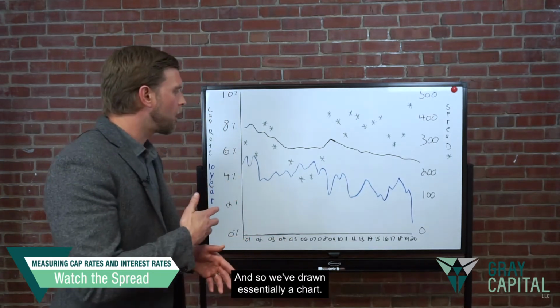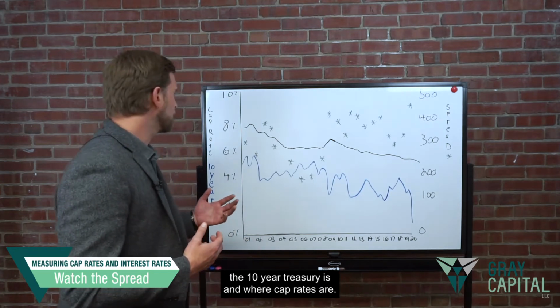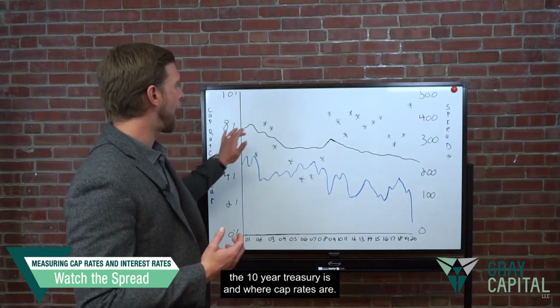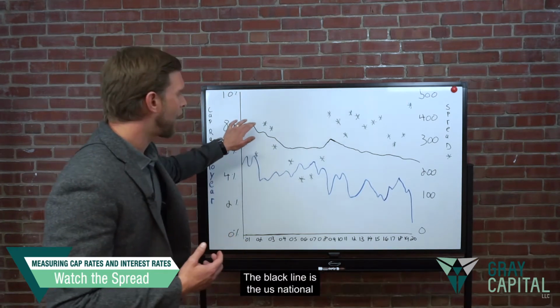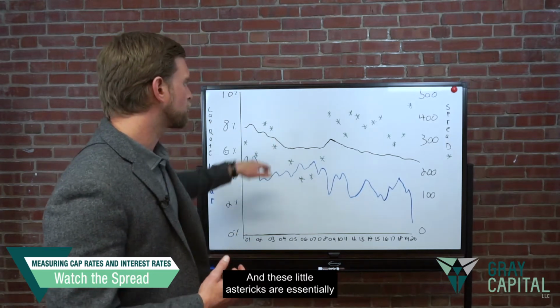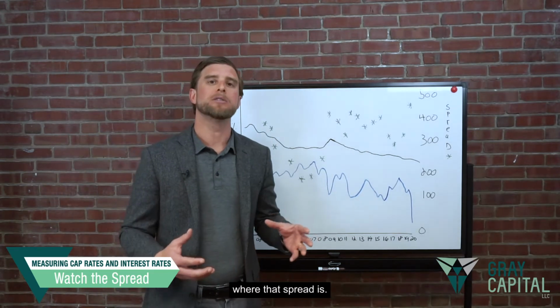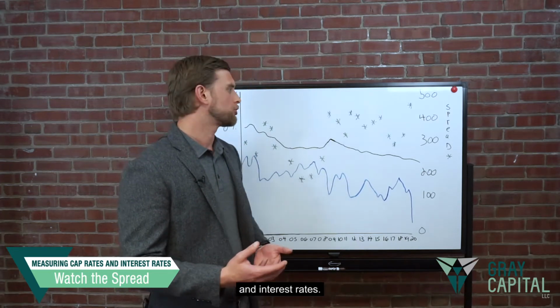And so we've drawn essentially a chart. This is basically the last 10 years on where the 10-year treasury is and where cap rates are. The blue line is the 10-year treasury. The black line is the US national average for cap rates. And these little asterisks are essentially where that spread is. The difference between where cap rates are and interest rates.